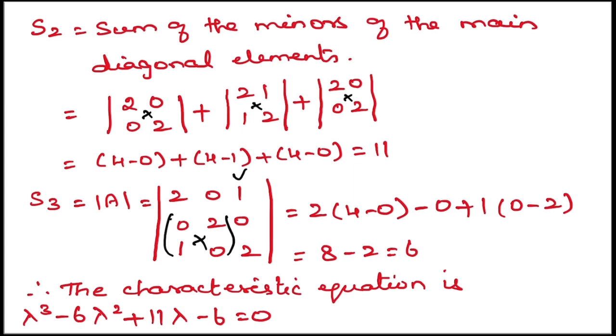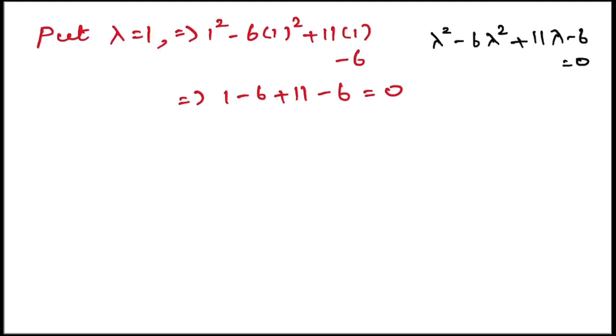Now we need to find the roots. First, put lambda is equal to 1 and check. So, you get 1 cube minus 6 into 1 square plus 11 into 1 minus 6, that is equal to 0. If 0 comes, then it is a root. Suppose 0 does not come, put lambda is equal to minus 1. If that also does not give 0, try 2, minus 2 like that. So, therefore, lambda is equal to 1 is an eigenvalue.